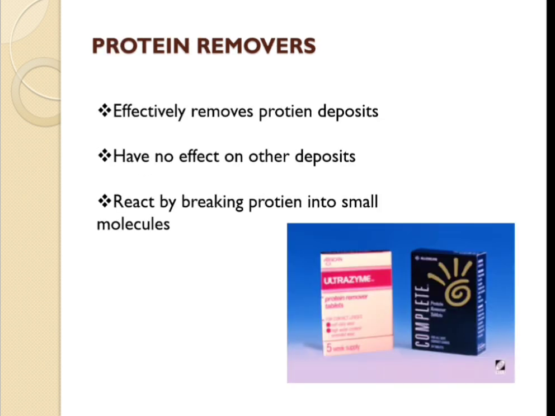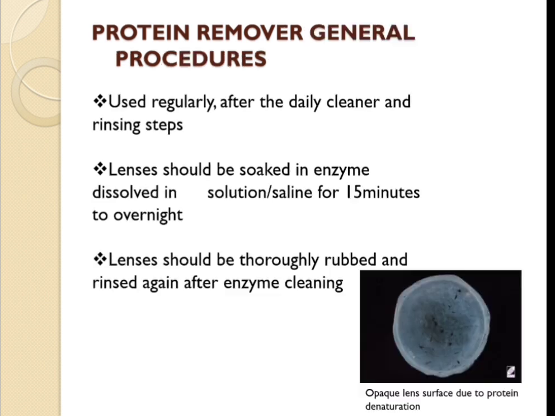It needs vented lens containers. So these are the protein removers that are available in the market. They effectively remove the protein deposits. What are the protein deposits? Protein deposits are the dust particles that get attached to the lens because of the ionic surface, meaning the water loving surface in the contact lenses. They have no effect on other deposits, and react by breaking protein into small molecules. So you can see the opaque lens surface due to protein denaturation. You can see the lenses with protein in it.